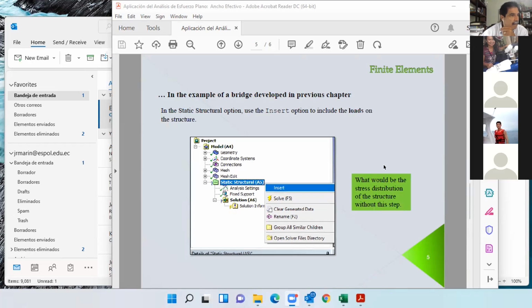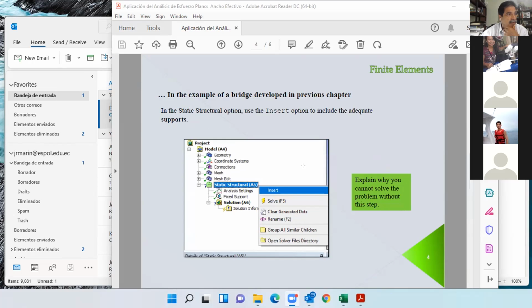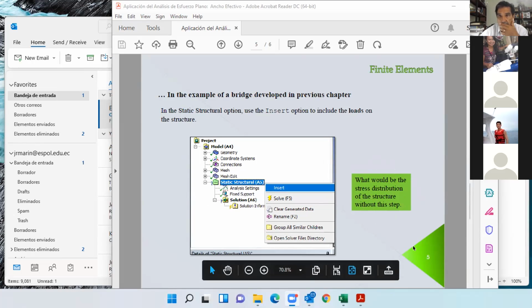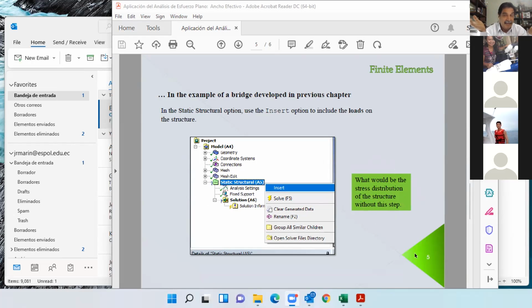Good. And the next step is, first you have to include supports, then you have to include loads. What would happen if you have no loads in your system? Of course, the system will not deform. So you have the structure, you have the supports, but you are not applying any force on it. So the system is just sitting there, and the stresses are 0. Okay, so of course you need to include not only supports, but also loads.